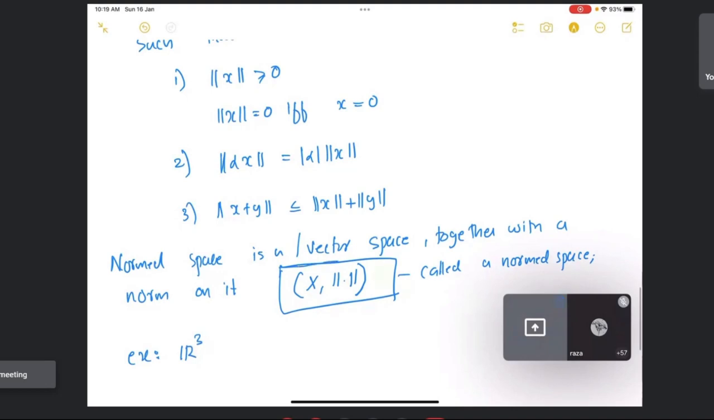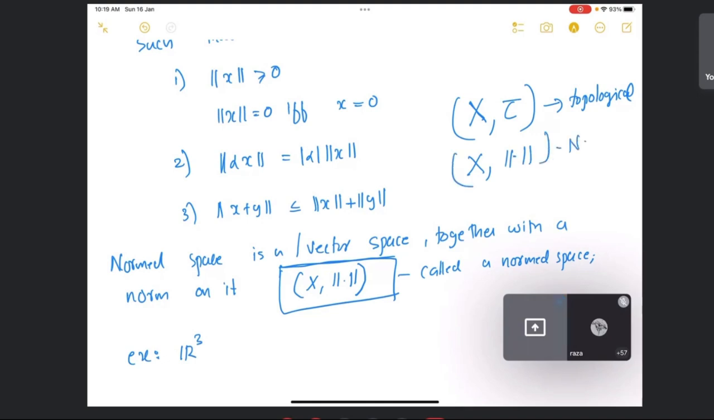This whole structure. So usually you have seen how a topology is defined. The underlying object is a set X together with a collection top of subsets. So this structure is called a topological space, right? Similarly, we have a vector space X, we have a norm, and this structure is called norm space.